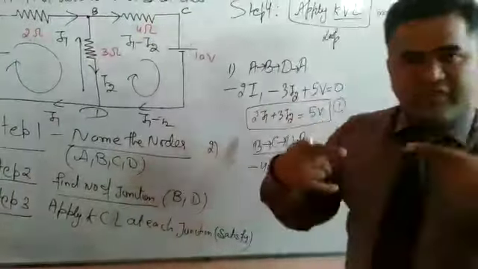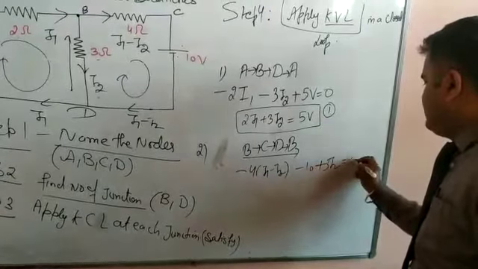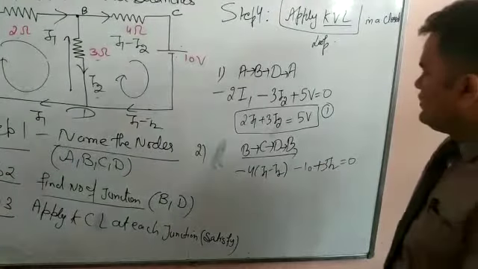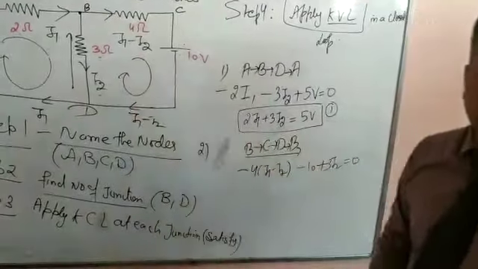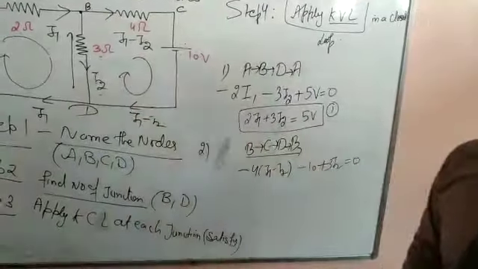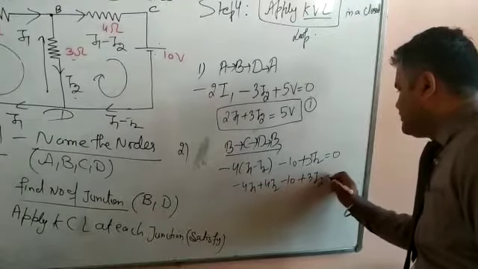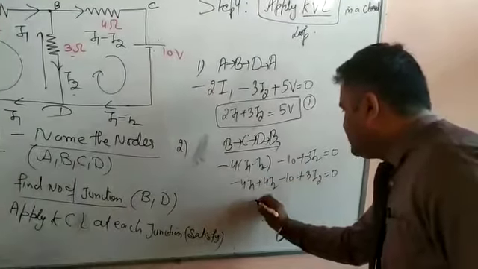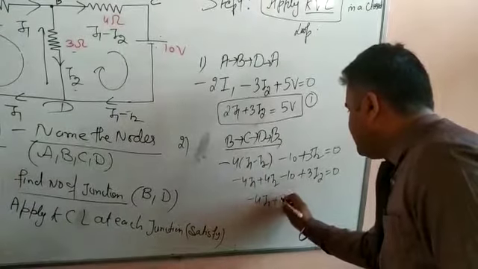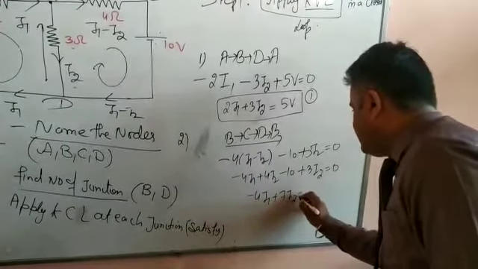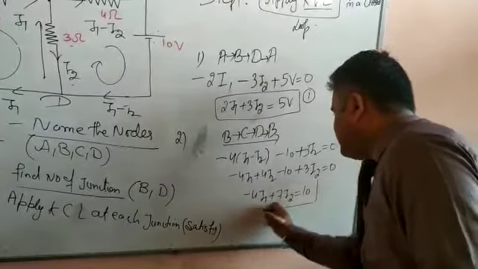Now what is the voltage? That is current into resistance. What is the current? What is the resistance? Okay, and the sum of all the potential drops is equal to 0 according to the definition. Now solve this: minus 4I1 plus 4I2 minus 10 plus 3I2 is equal to 0. So minus 4I1 plus 7I2 is equal to 10. Now this is equation number 2.